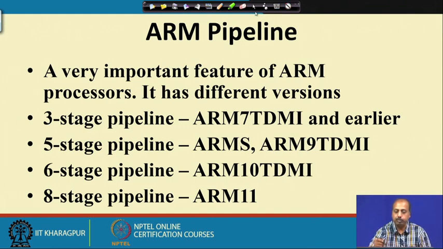Coming back to the discussion, ARM has this pipelining feature, and there are various numbers of pipeline stages available in different versions of the processor. ARM 7 has a 3 stage pipeline. ARM 9 and ARM 9 TDMI have a 5 stage pipeline. Then ARM 10 has a 6 stage pipeline, and ARM 11 has an 8 stage pipeline. Slowly the number of pipeline stages has been increased, and with the increasing number of pipeline stages, the advantage is that we can have faster processing.